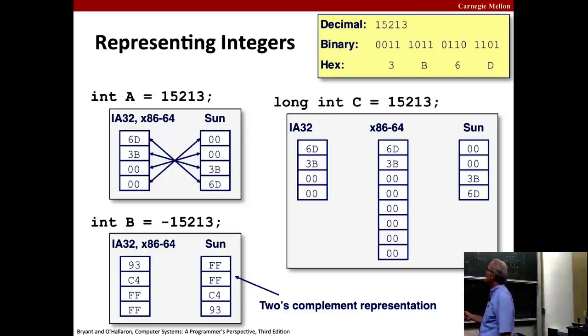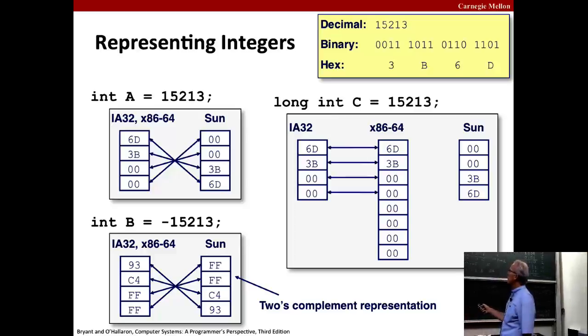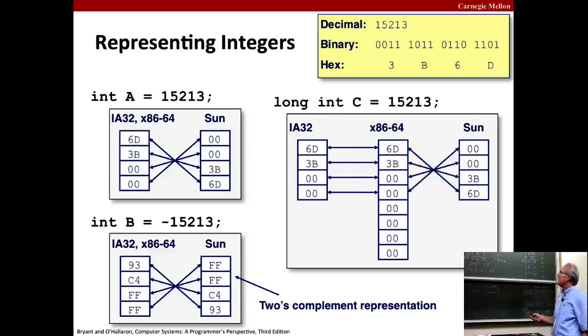You'll see that the only difference between a 32-bit machine and a 64-bit machine is you have more zeros or more ones, depending on whether it's a positive or a negative number. And again, Sun is now manufactured by a company called Oracle. So in principle, I could go get one of these machines and run this experiment, but it's really not a very interesting experiment, so I won't bother.